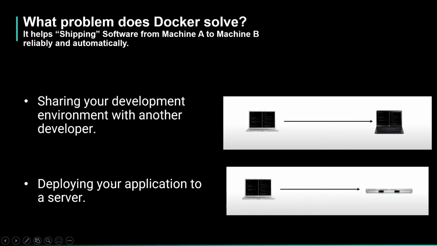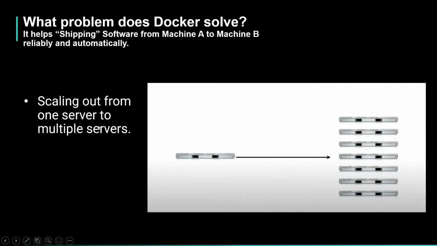Also, if you are deploying an application to a server, so you are the developer, you need to deploy your application to a server, you are shipping that software to the server. If you are scaling out from one server to multiple servers, you need to pass this software from this server to the other servers. So you are shipping software to multiple machines.